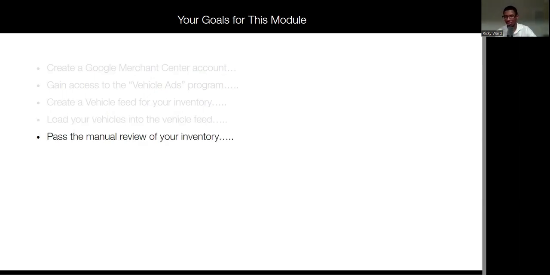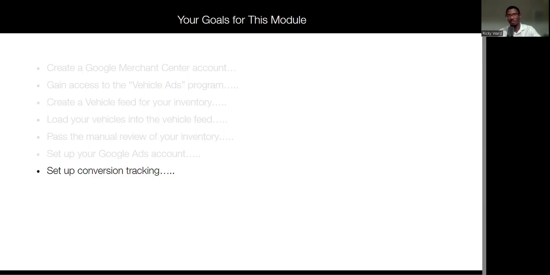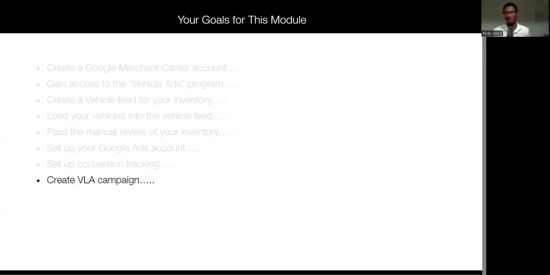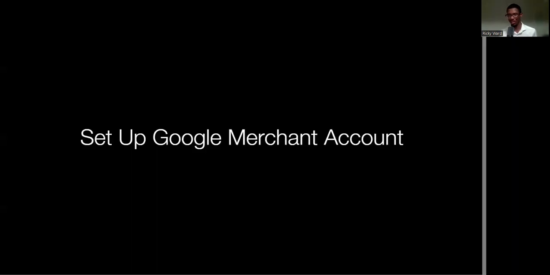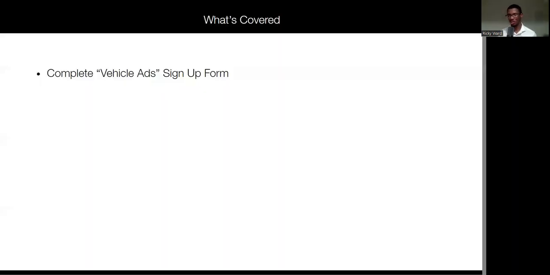And then passing the manual review, setting up your Google Ads account, that takes no more than 2 to 5 minutes. And then setting up conversion tracking, creating your Google Vehicle Ads campaign, that takes 5 minutes. And then going live. I know they seem like a lot of targets, but these are extremely easy. They do not take a lot of time. And so by the end of this workshop training, I want you guys to have that done. So let's get into setting up your Google Merchant Center account.